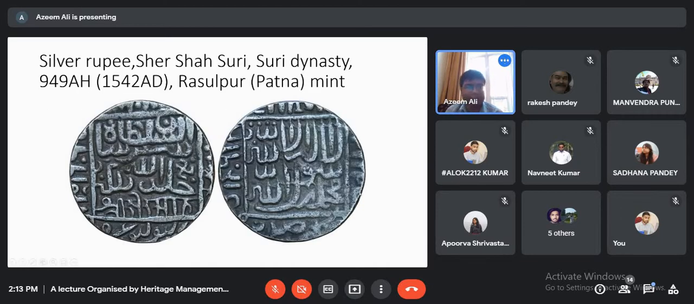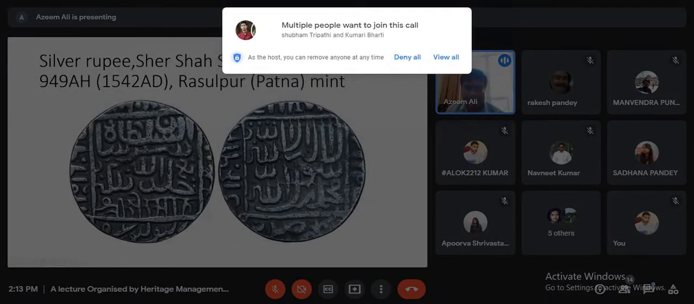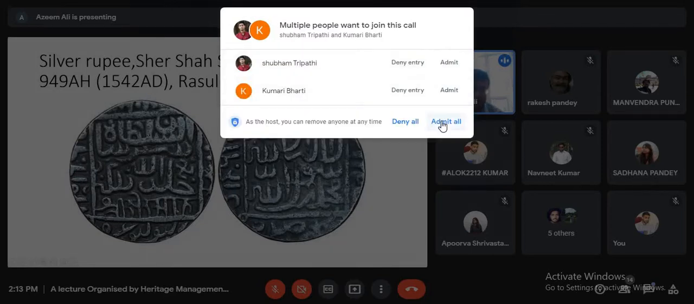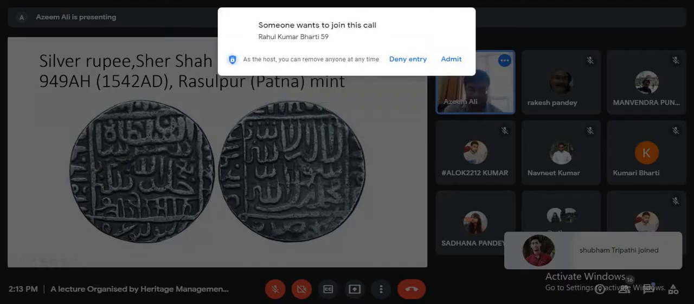And here is the coin, struck in Rasulpur, which is now Patna. You can see the swastika here, which I mentioned. And then you can see the kind of kalima here, and then Shah Suri's titles, and then Nagari script at the bottom here.